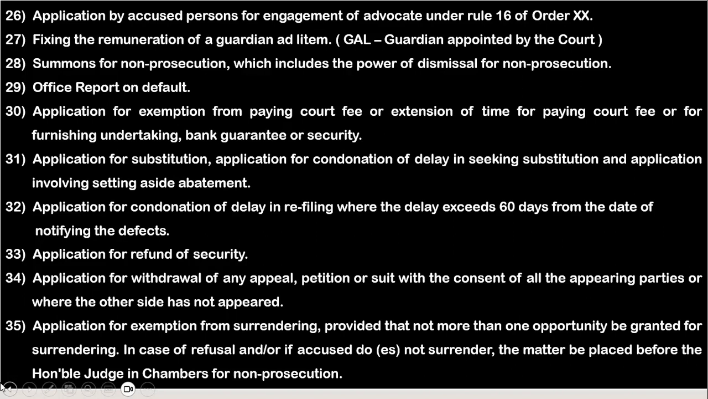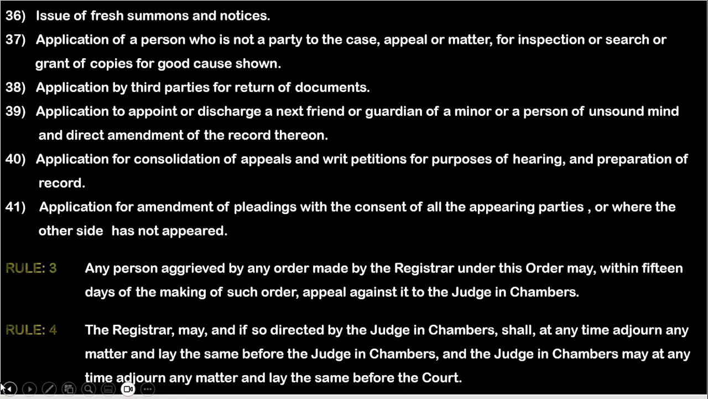35th, application for exemption from surrendering, provided that not more than one opportunity be granted for surrendering. In case of refusal and or if accused does not surrender, the matter be placed before the Honorable Judge in chambers for non-prosecution. 36th, issue of fresh summons and notices. 37th, application of a person who is not a party to the case, appeal or matter for inspection or search or grant of copies for good cause shown.